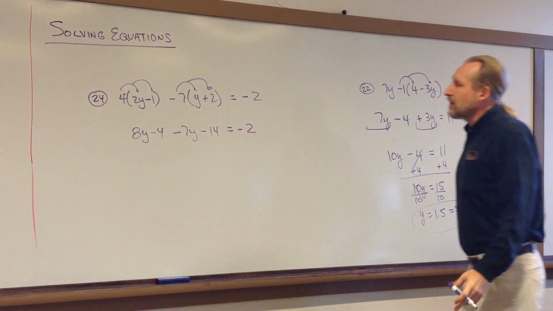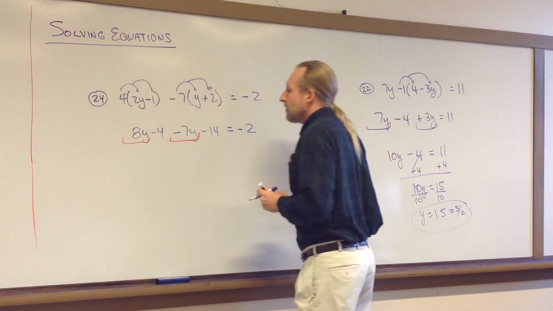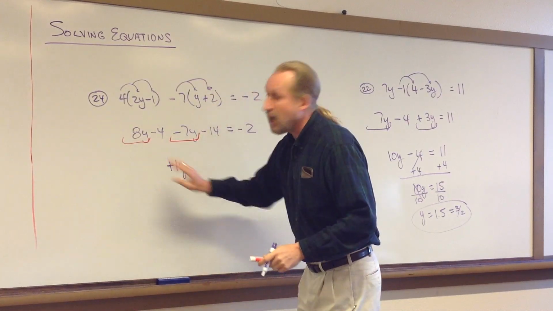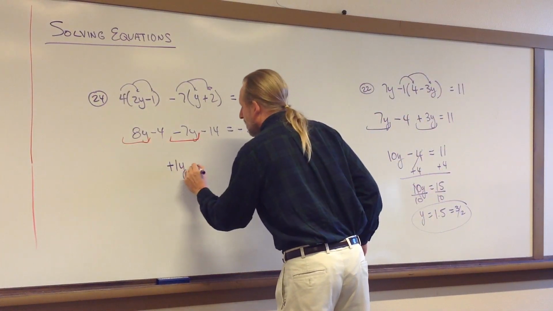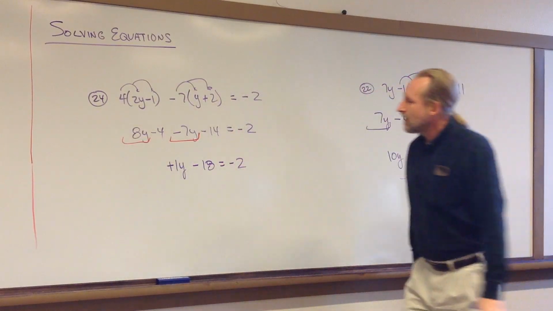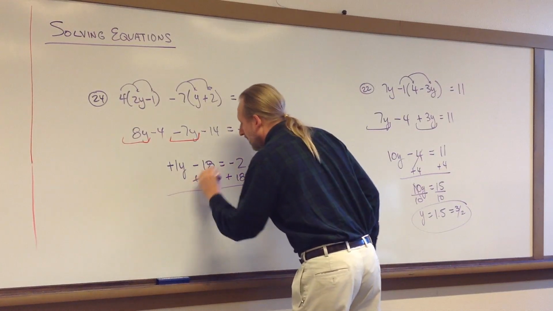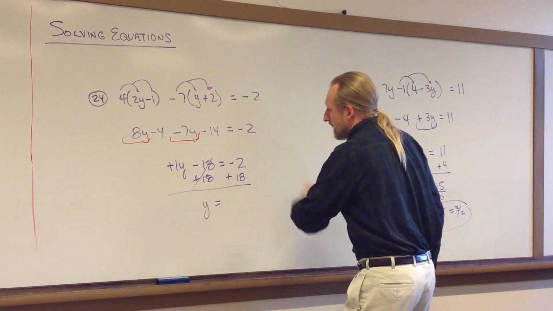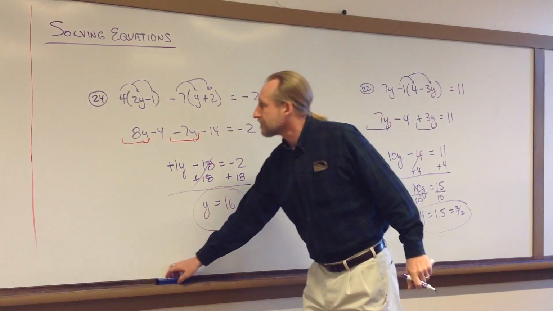So now we want to group our like terms. We've got a -7y and a positive 8y. That makes positive 1y. And you can just call it y if you want to. There's nothing wrong with that. And then we've got a -4, a -14. That makes -18. And then the last step is to add that 18 to the other side. Those cancel out. We're left with just that 1y. -18 and positive 2 make positive 16.